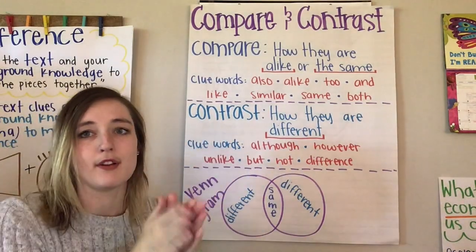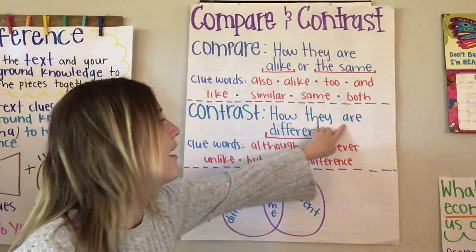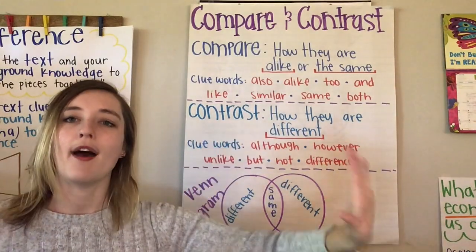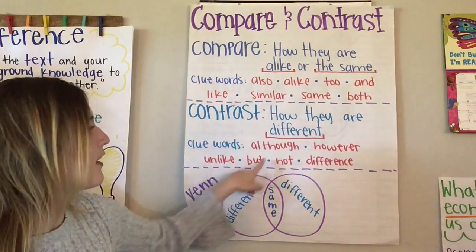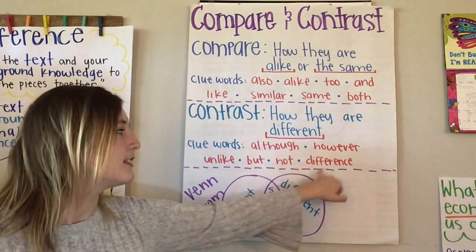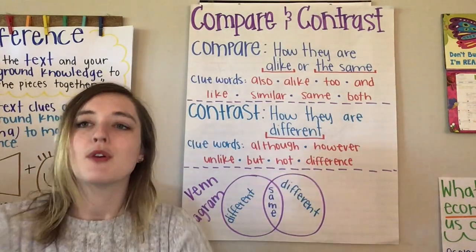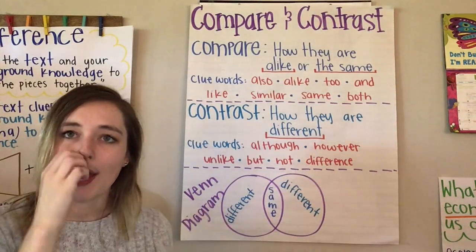When you look at how they're similar, then what you do is look at how they are different. Some clue words are although, however, unlike, but, not, different. So in our Venn diagram, those are the things on the opposite sides, okay?